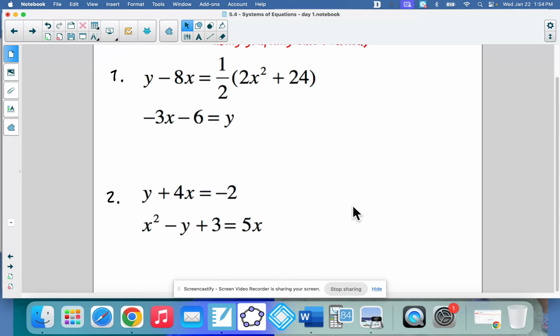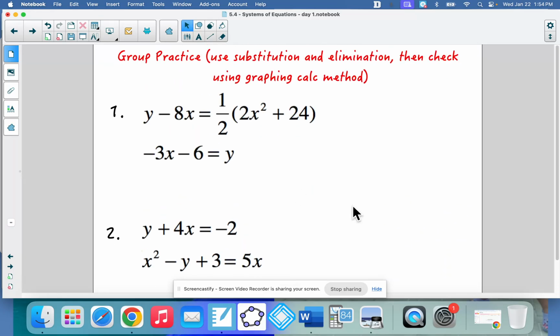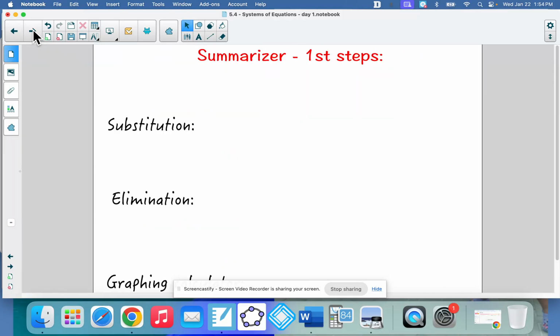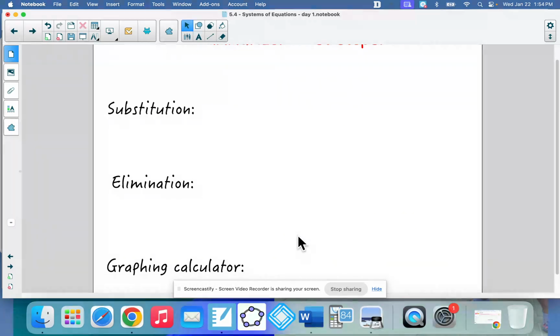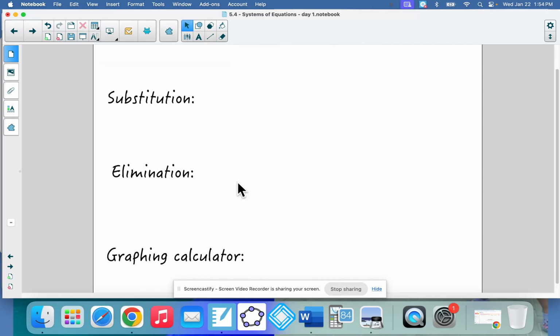There is some group practice here. You guys can pause the video and do these if you want, but honestly, I'm okay if you just went right to the homework at this point. If you know how to do the homework problems, you would have known how to do these. Quick summarizer as well before you start the homework.